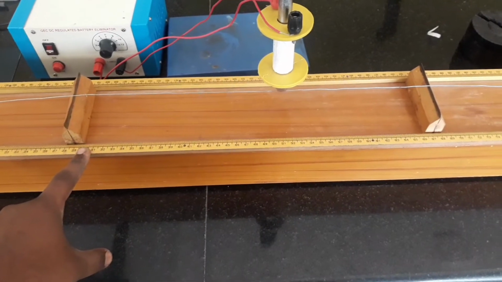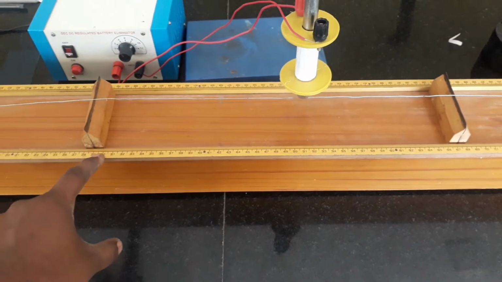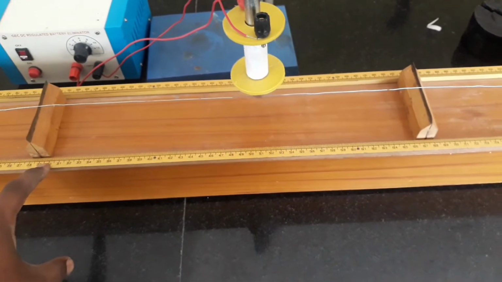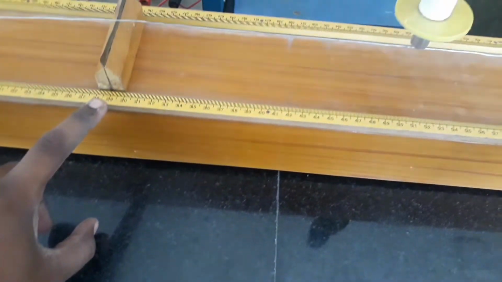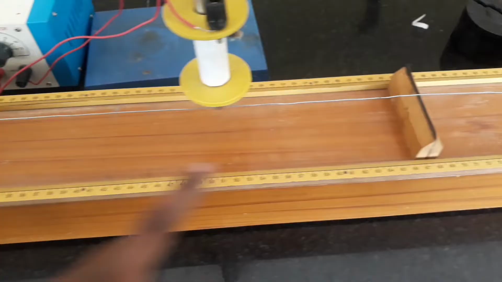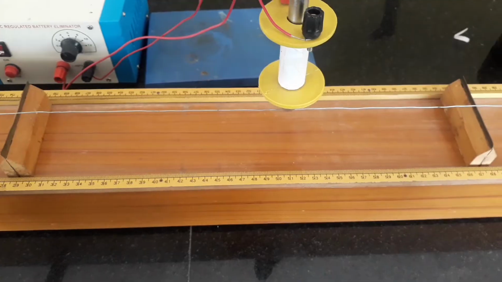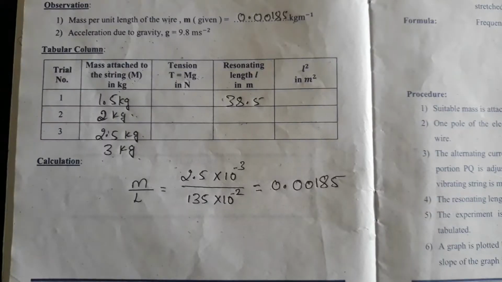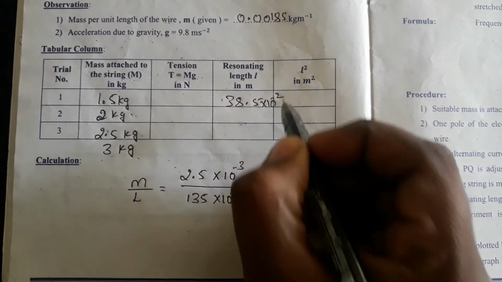Next, we are going to take the resonating length, the distance between two wooden bridges. This is the resonating length. Sir, how do we take it? Let us come to the first bridge: 67.5. Here 29. Subtract 67.5 minus 29. How much do we get? Enter it into the tabular column. 67.5 minus 29 is 38.5.